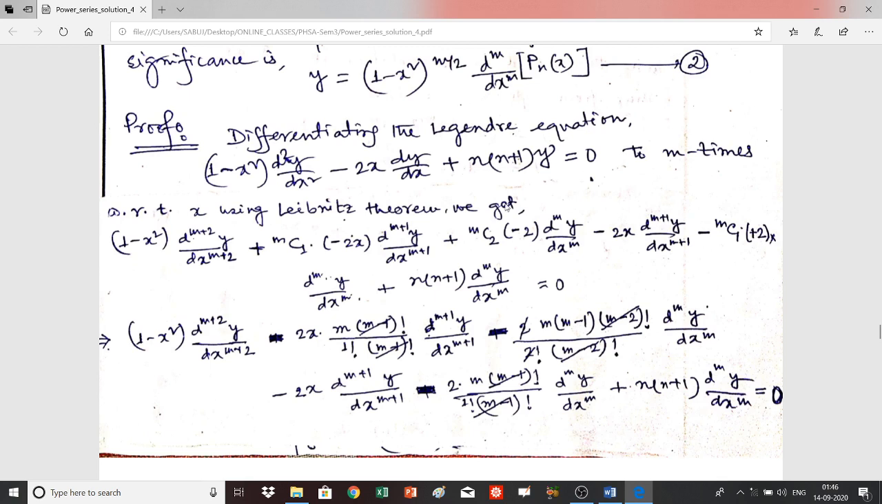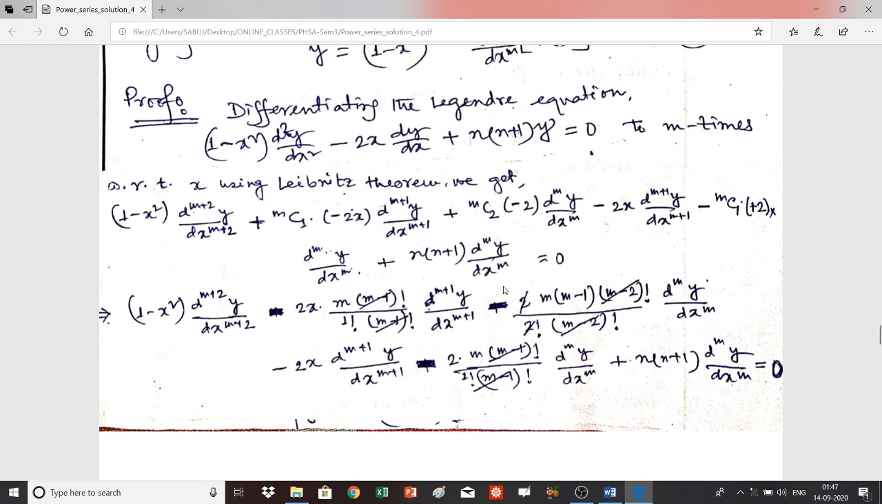That means you have to differentiate for the second time of 2x, for the first time. So first order differentiation of 2x will give you 2. So it is written as 2, and into the differentiation one order less than that will be the previous term, so it will be dmy dxm, and plus n into n plus 1, and you are doing m times differentiation of y, so it will be dmy dxm.